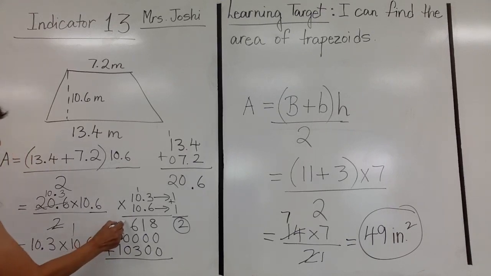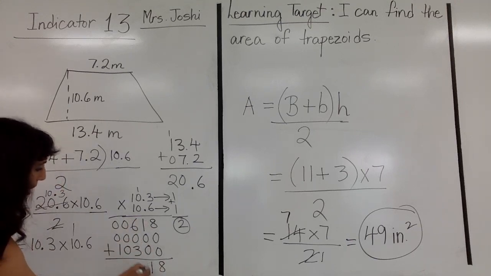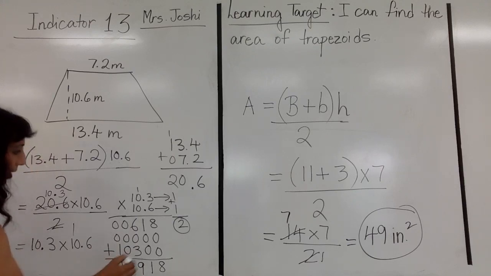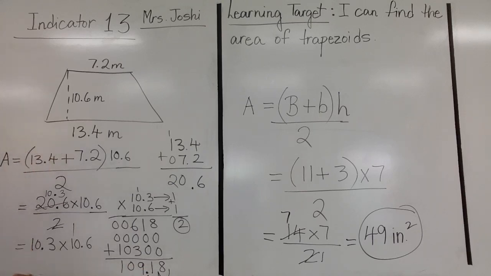Now we're going to add them all. Annex your zeros in all the blank areas. And we are going to go ahead and add 8 plus zeros is 8. Here's 1. 6 plus 3, 9. 0 and 1. Then we look at this, 2 place values. We start on the right and we go 1, 2. And so my area is 109 and 1800 meters squared.